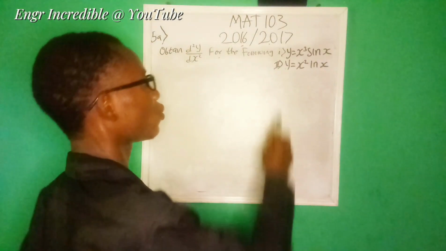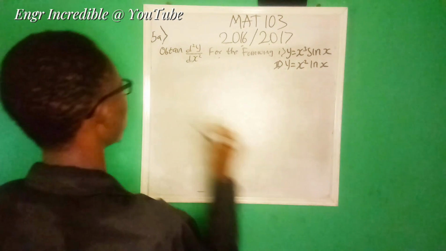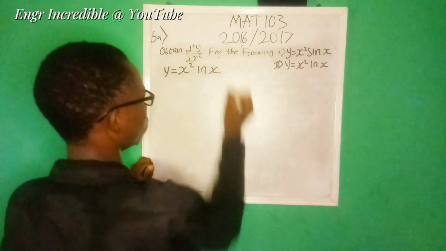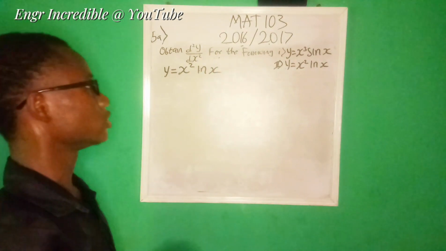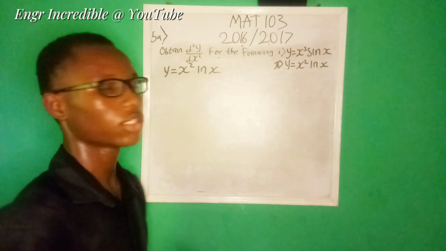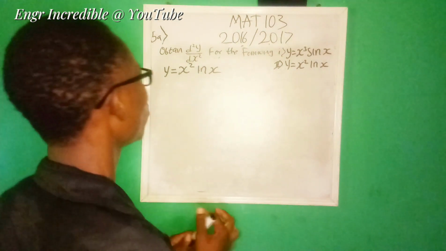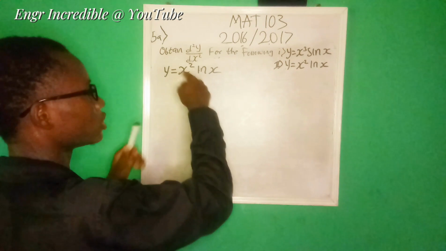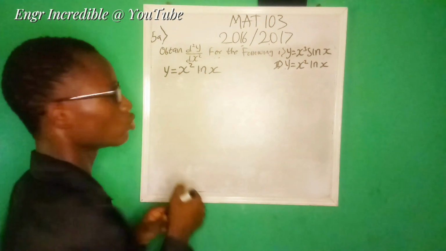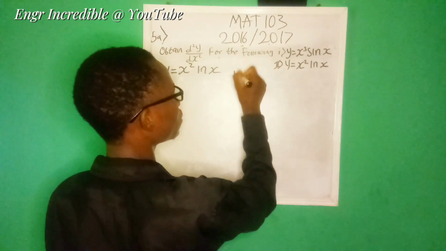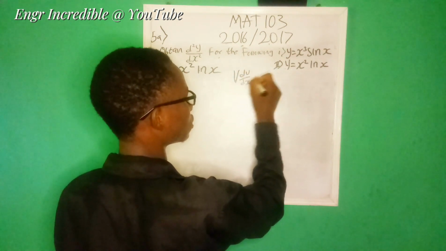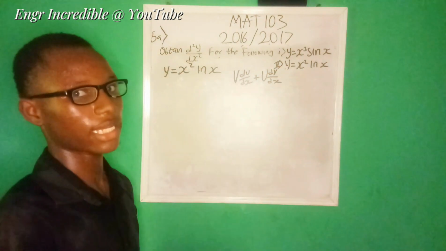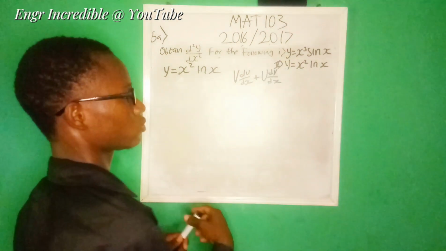So now solving for figure 2, we write y is equal to x squared ln x. Right here we are asked to find d squared y over dx squared, which means we need to differentiate it two times. Since we have two components, x squared multiplied by ln x, we are going to use this formula, which is v times du dx plus u times dv dx, the same formula I wrote earlier for the first one.